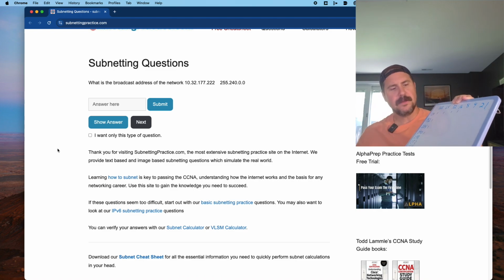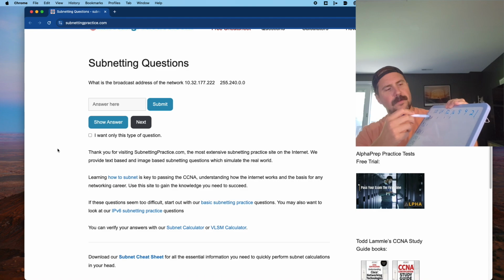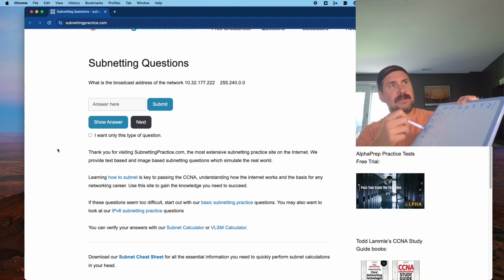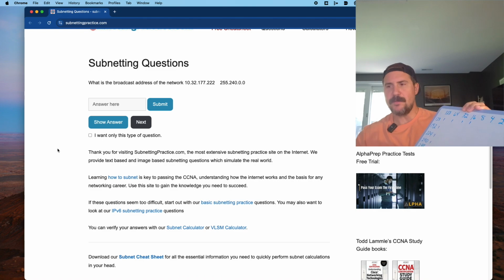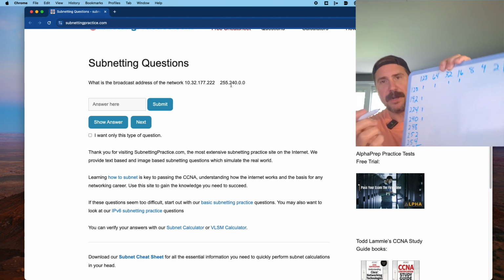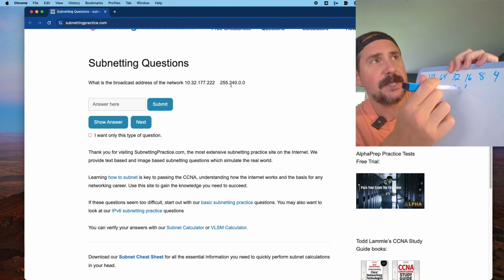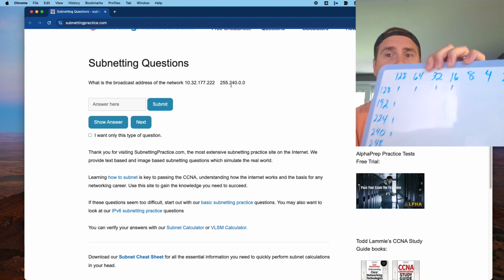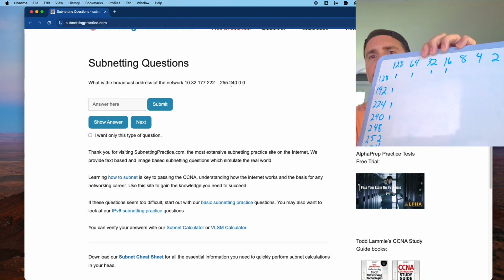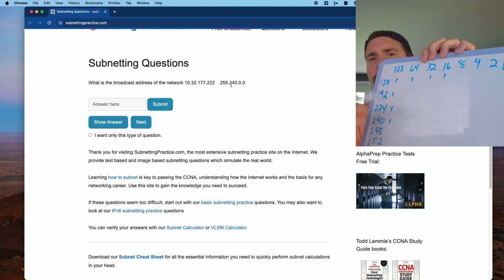I've plotted 4 across over to 16 and down to 240. I like to use this when I want to figure out the block size and I'm given a subnet mask like I am here, this 240. You can just come down to 240 and count those up. There's 4 ticks going down to 240. That means I just need to make 4 ticks across, and that tells me our block size, which is 16. 4 ticks, starting in the corner.